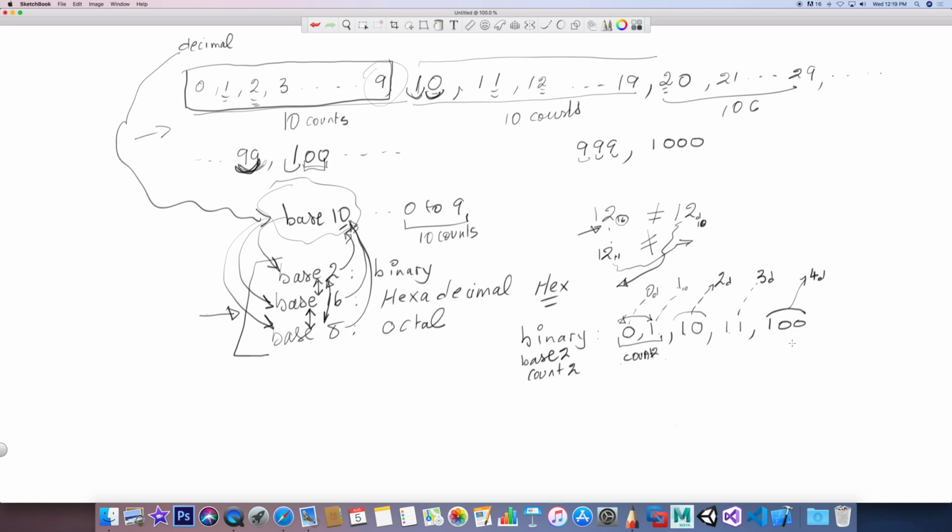Now what we would like to do in the next video is to start with binary and explore it even further, make sure that we understand how to convert to decimal, and also how to convert from decimal to binary. Once we understand that mechanism, then we should be able to apply it to any of these base numbers.